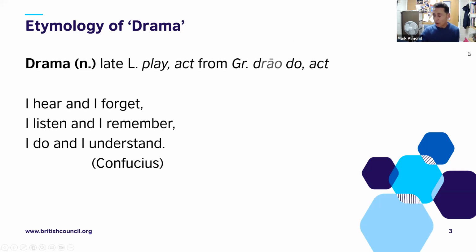So carrying on with this general theme, defining our terms. First of all, the word drama. The etymology of drama, as you can see, originally comes from Greek, and it came through Latin, and it basically means to play, to act, or simply to do.